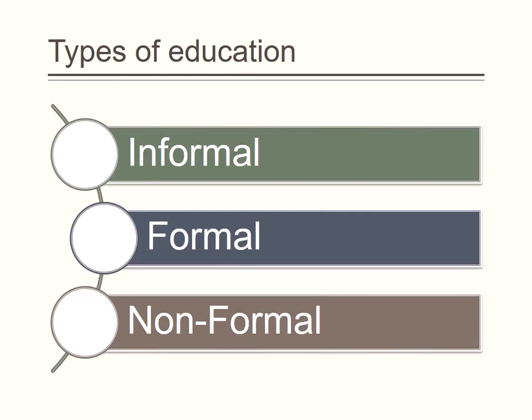We have types of education. You have the formal, informal and then non-formal. So when you talk of formal education, that is the normal school system where we have a structured curriculum which students follow. Students are enrolled in a school to follow that curriculum. That is the formal.